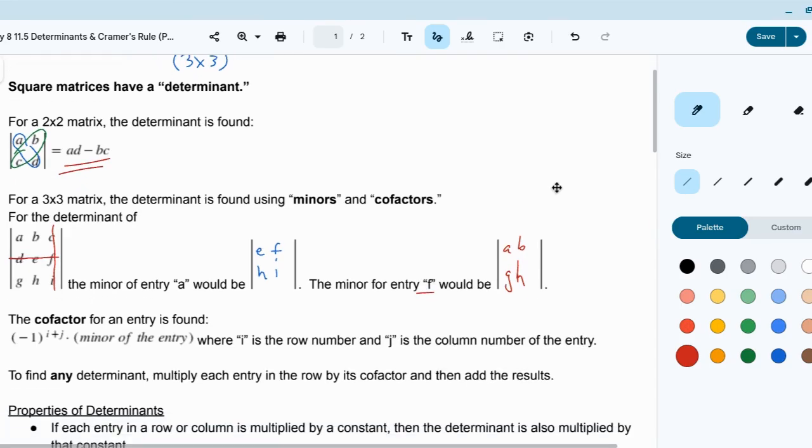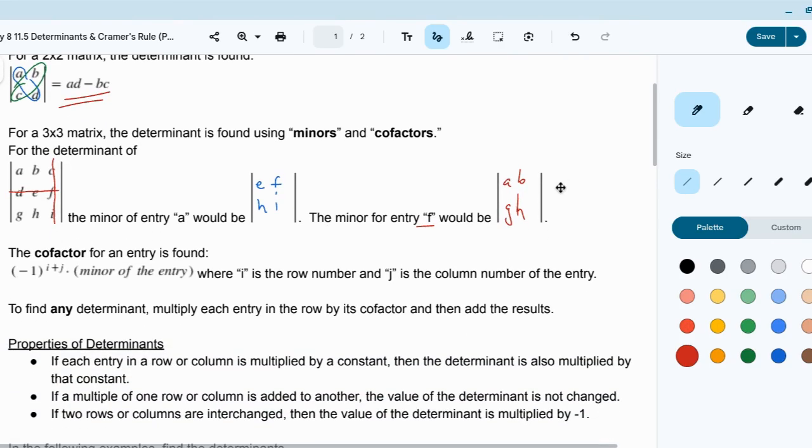Now, one thing that is tricky when you're doing 3 by 3s is something called cofactors. As you look at this cofactor over here, it tells us whether to keep the value the same or take the opposite. They have this interesting equation right here that says you take -1 raised to the i plus j, where i is the row number and j is the column number of the entry. And we can use that to find any determinant.